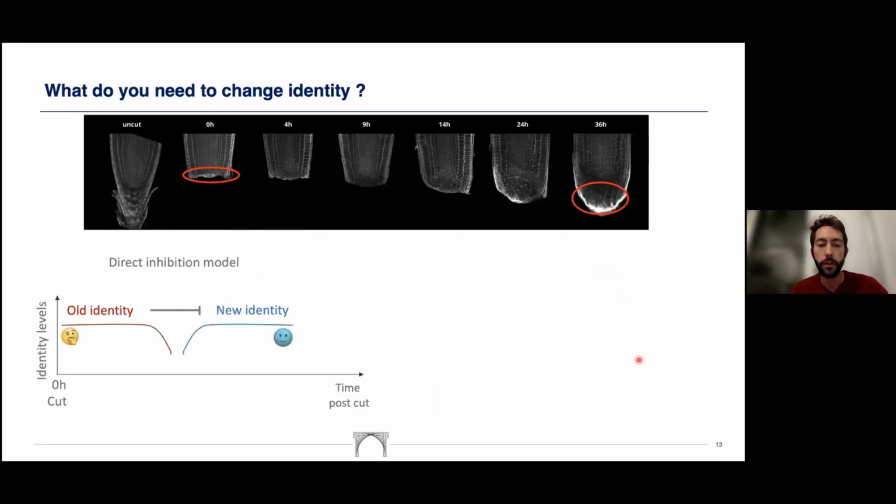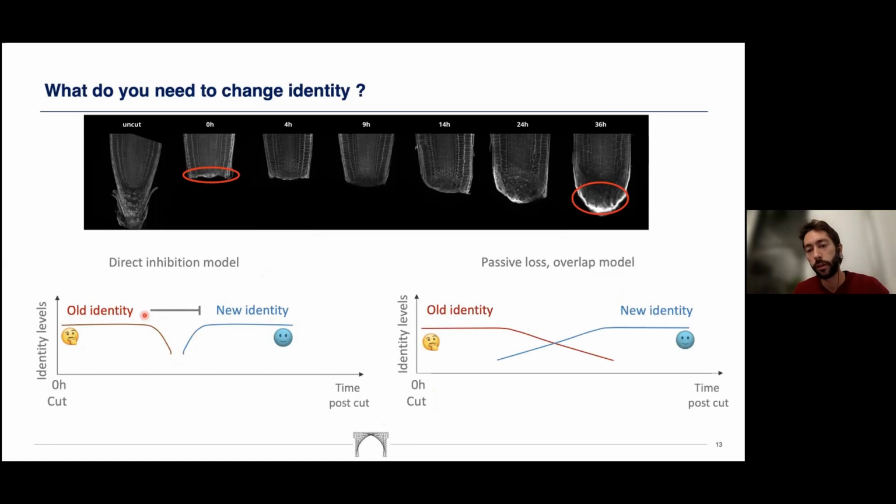So we went for two very simple models first. We went for a direct inhibition model, where first you need to lose your old identity before a new one can arise, so there is an inhibition of the old identity preventing the new one. Or we have the passive loss model, where you lose your old identity progressively, and in the meantime you also have a new identity that's rising.